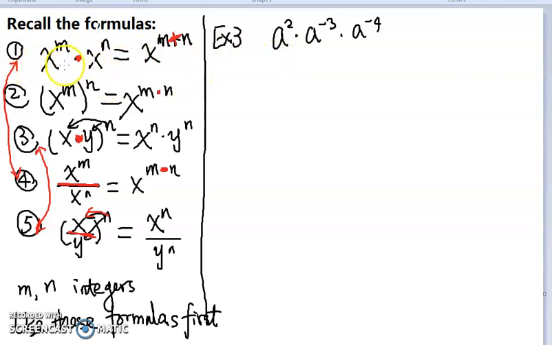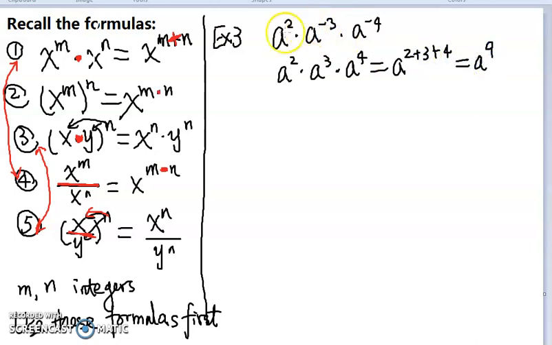And in the first formula, we only have 2 of them, but it also works if there are 3 of them. So previously, the problem we did was all positive exponents, say a second times a third times a fourth. And we know that we can just keep the base a and add the exponents, 2 plus 3 plus 4 to get a to the 9th.